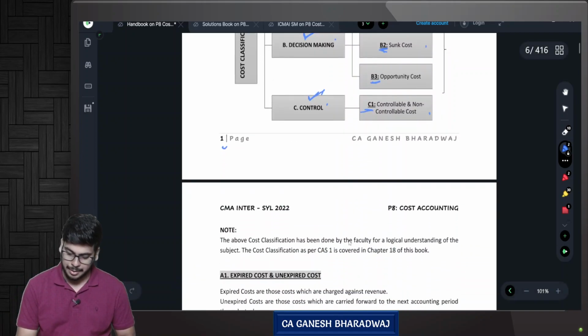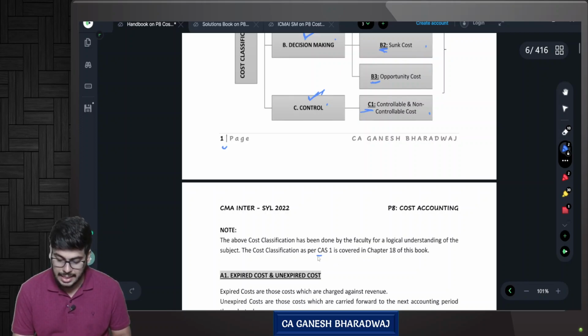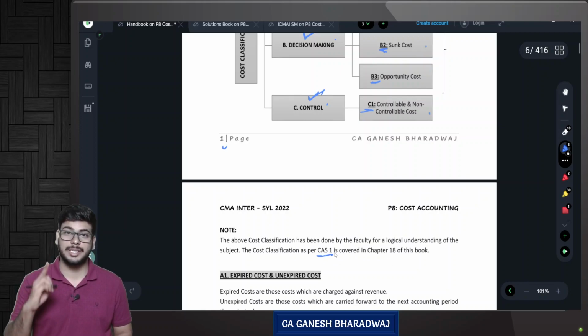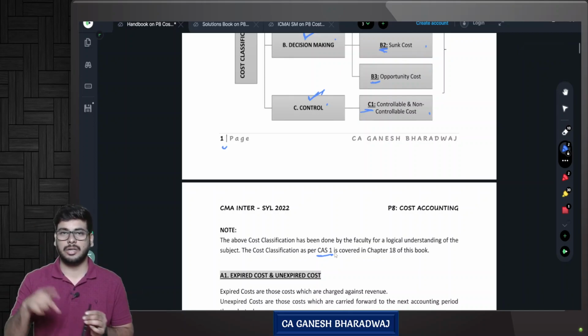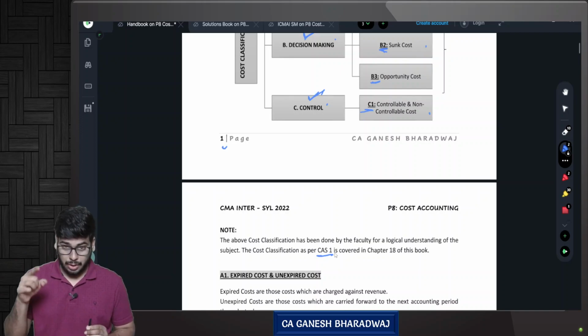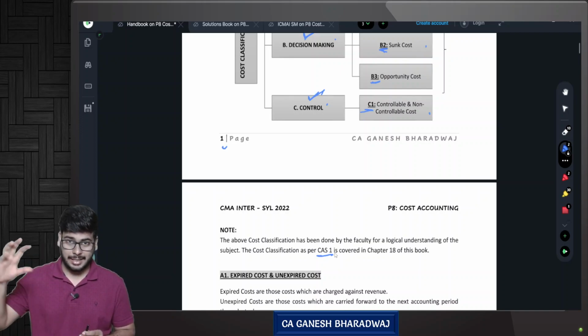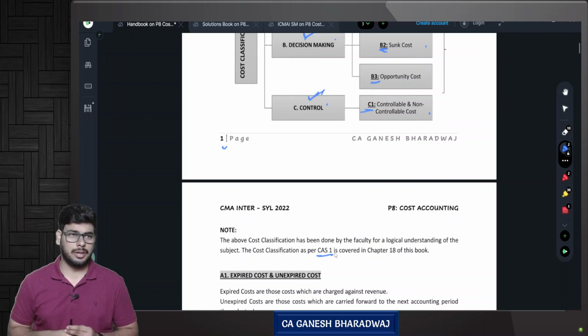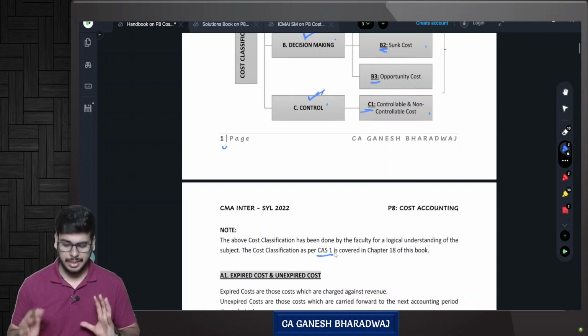The above classification has been done by the faculty for a logical understanding of the subject. The cost classification as per CAS1 is covered in chapter 18 of this book. CAS means cost accounting standard. It has a number, cost accounting standard 1, 2, 3, 4, like that. And cost accounting standard, I told you what that is. It is a document prescribed by the CMA Institute for us to follow certain rules and guidelines in costing. For the time being, this is sufficient.